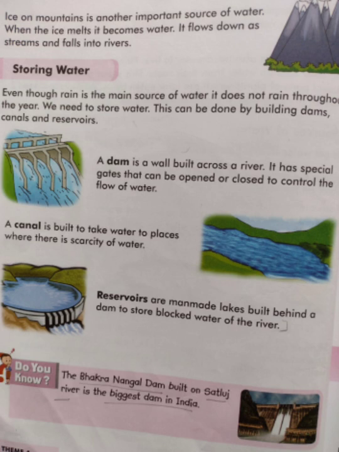Even though rain is the main source of water, it does not rain throughout the year. We need to store water. This can be done by building dams, canals and reservoirs. Yes children, you know already that we don't get the rain throughout the year. So the rainwater which we get as a natural source, we need to store that water. So now we will read how we can store that water.